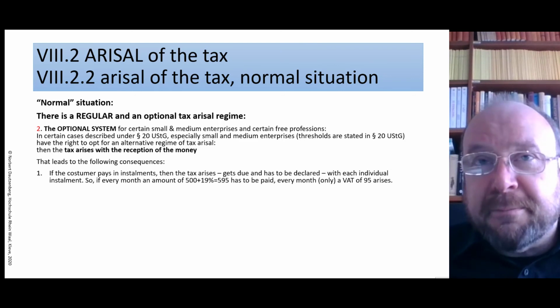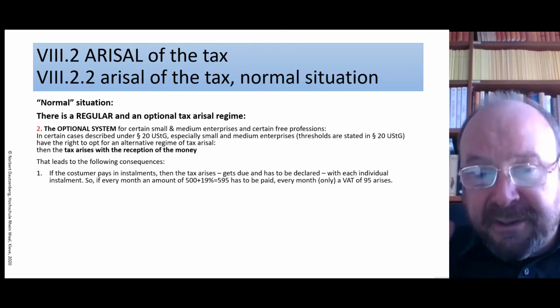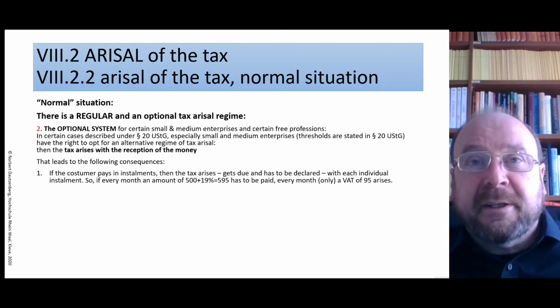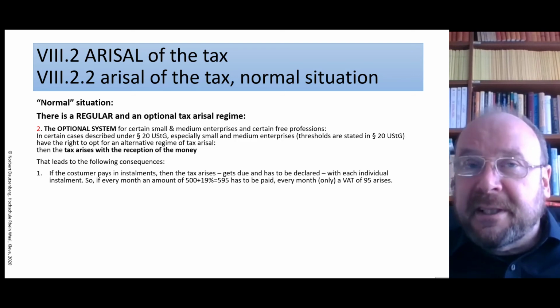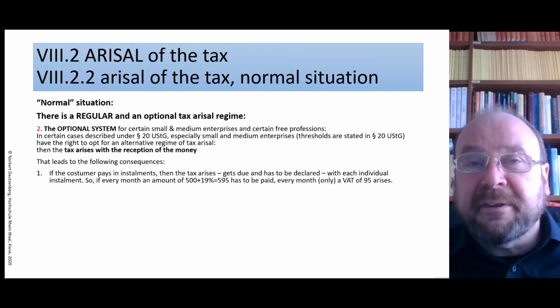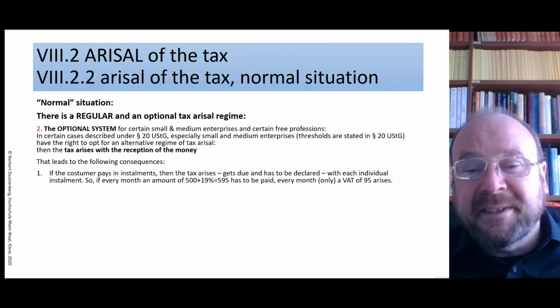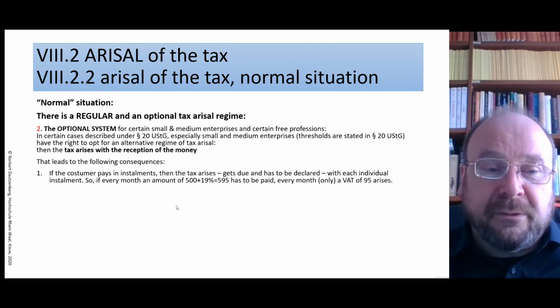What does this payment when money comes imply? Well, the first and most important thing is if a customer pays in installments, then the tax arises, so gets due and has to be declared, with each individual installment only. So the tax gets due when the money comes, and if the money comes in installments, then the tax arises in installments. So if somebody buys a car and has to pay an installment of 500 euro plus VAT each month, then each month only a VAT of 95 euro would arise.